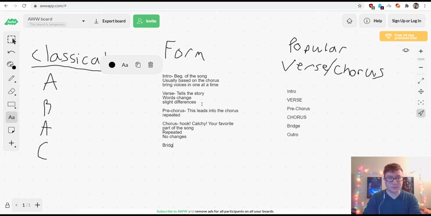Alright. Next we have our bridge. The biggest thing about it is that it adds contrast. It gives you something different.